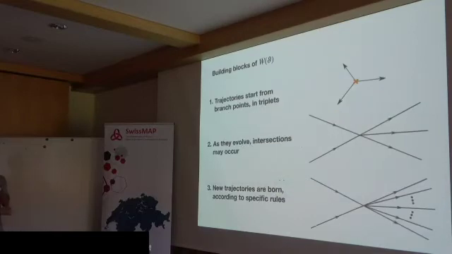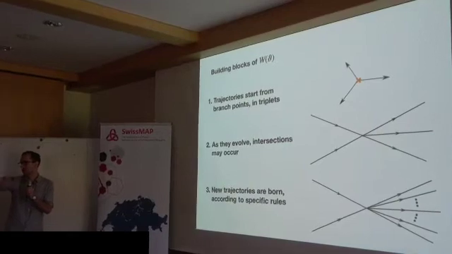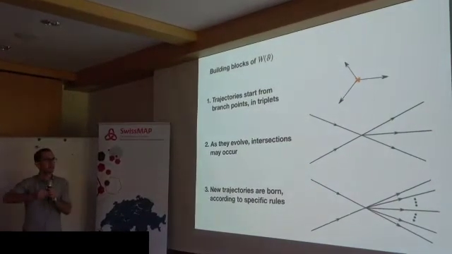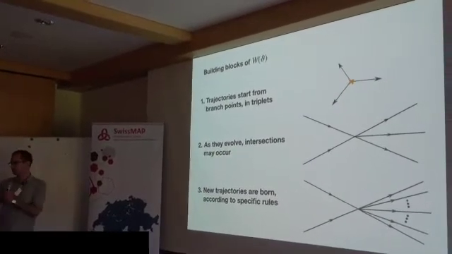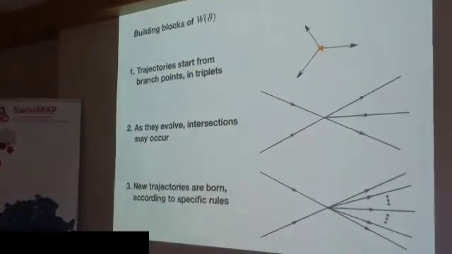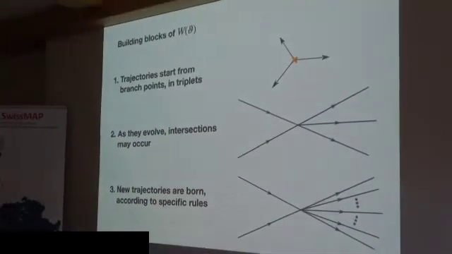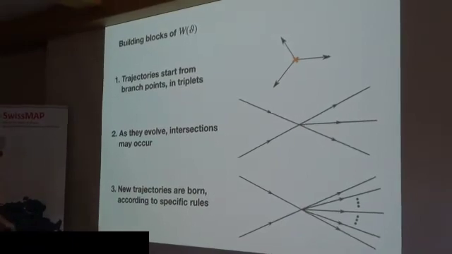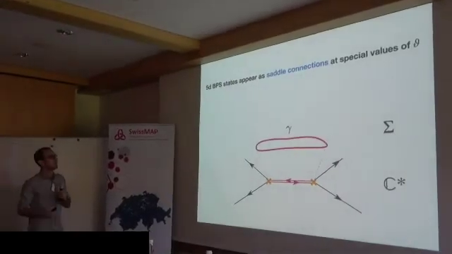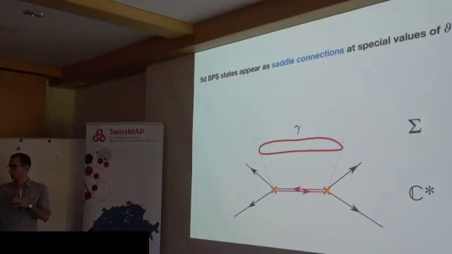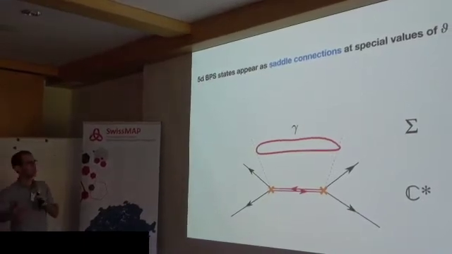So there are some basic building blocks in an exponential network. First of all, trajectories are solutions to that differential equation, and the boundary conditions are the branch points. So you integrate starting from branch points. Then, as they evolve, there may be some intersections, and what happens at the intersections depends on the data associated to each trajectory. So there could be, say, one new trajectory that's born, or infinitely many new trajectories. Given these rules, you can build your network: you take the branch points, evolve your trajectories, and build a whole network.